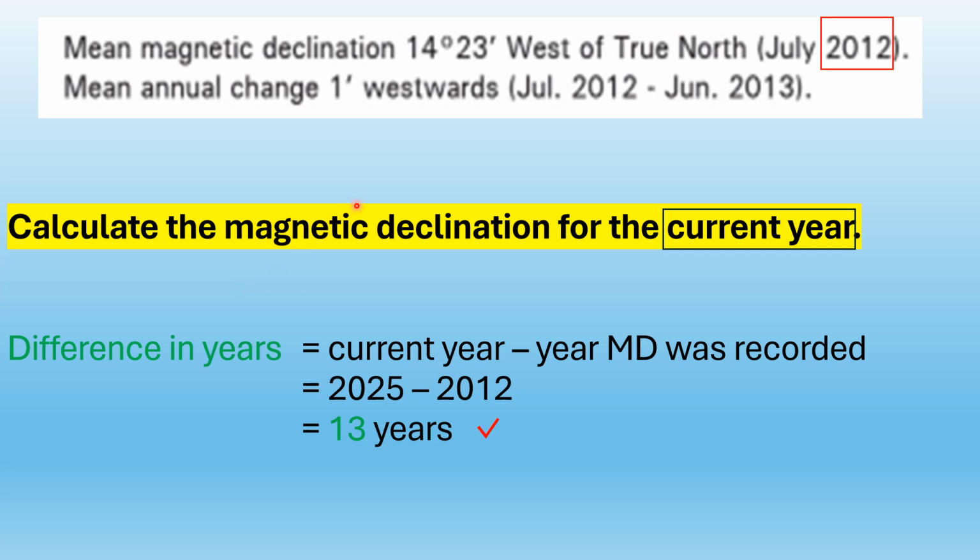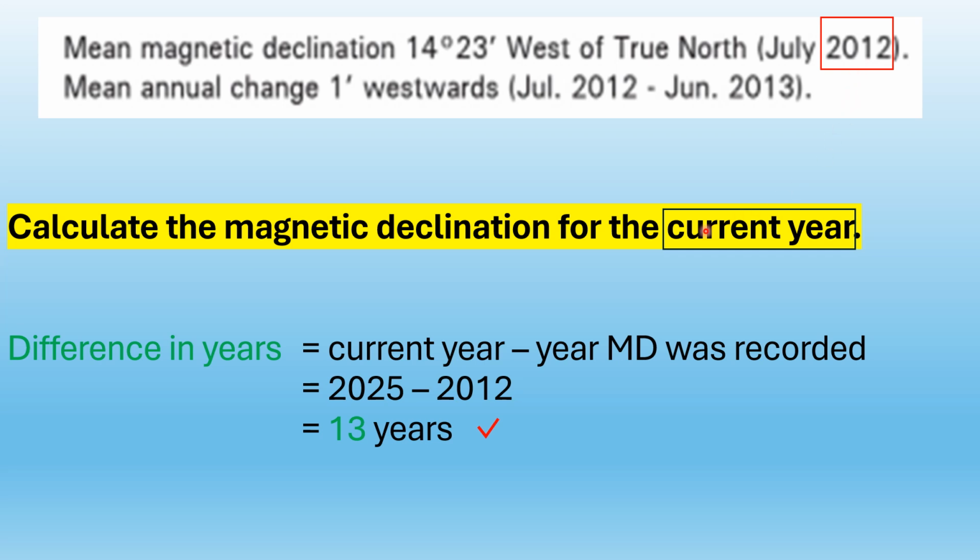It is at this point that candidates often get confused as to which year or which date to use. Just remember that you're going to use the date that is immediately given after the information for magnetic declination. So in this example, the date immediately given after the magnetic declination is 2012. There's no need to use the month. We only need the year 2012.